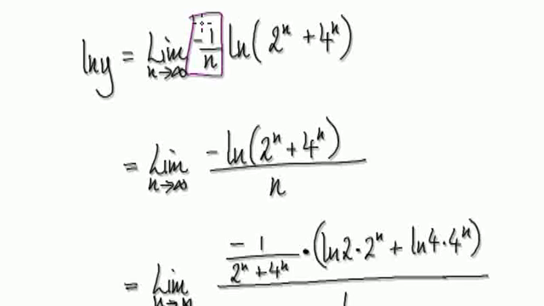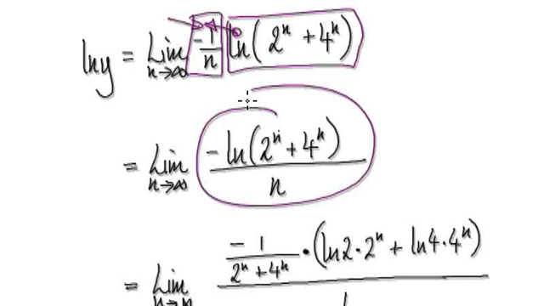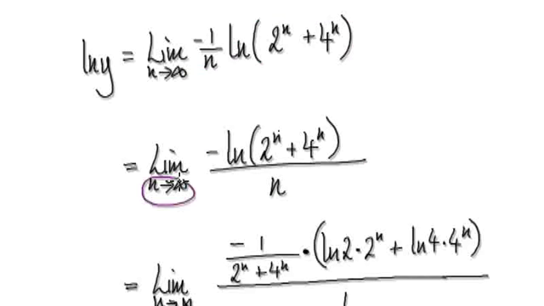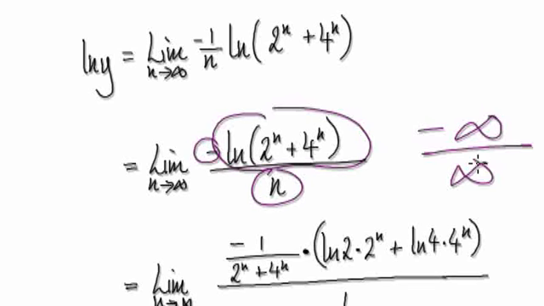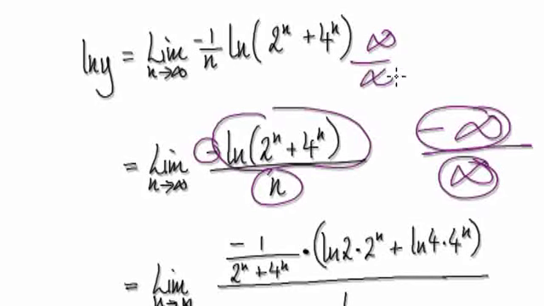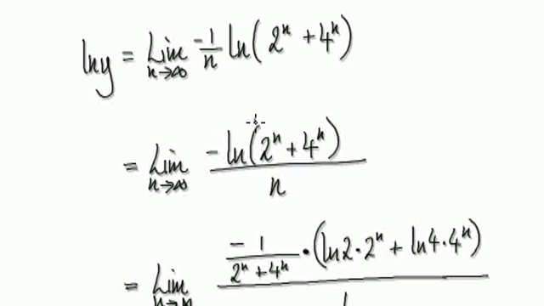So here you've got one block multiplying another block. So this is a fraction here. So this gets multiplied to the top, giving you this. So now as n tends to infinity, you can see that this thing here is heading towards negative infinity, and then this thing here is heading towards infinity. Negative infinity over infinity. So this is an indeterminate form, which means we can apply L'Hopital's rule.